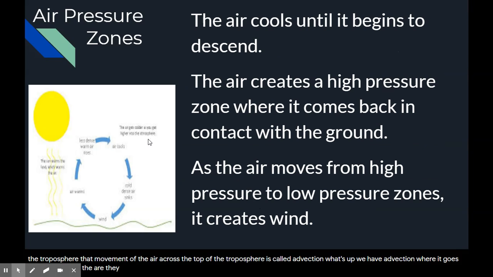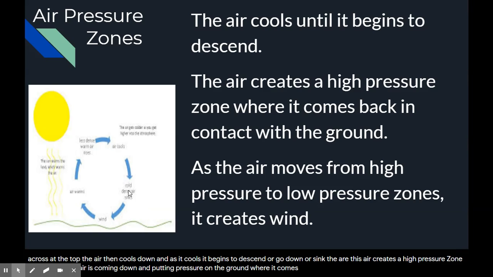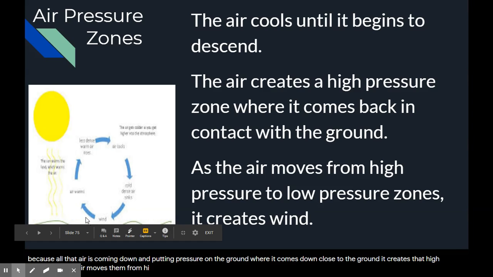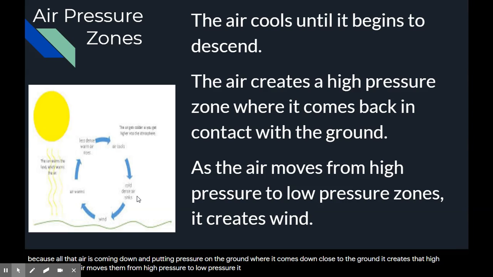The air then cools down, and as it cools, it begins to descend or go down or sink. This air creates a high pressure zone because all that air is coming down and putting pressure on the ground. So where it comes down close to the ground, it creates that high pressure. As the air moves then from high pressure to low pressure, it creates wind.